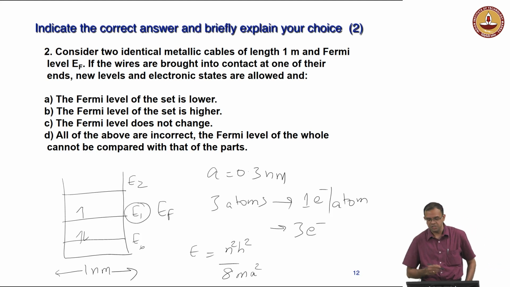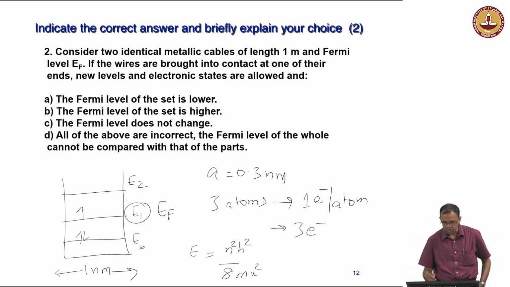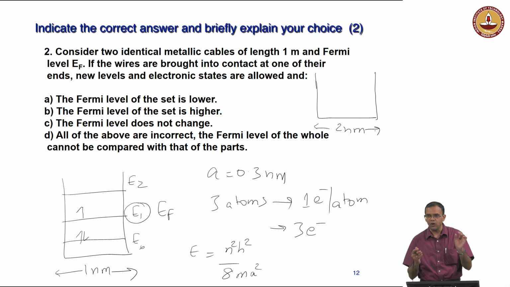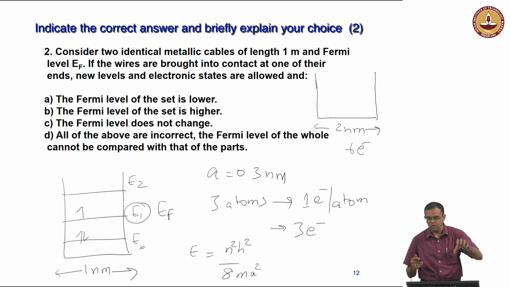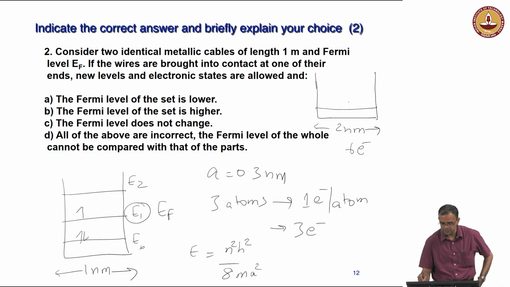So that's my definition. Now I have a box that's 2 nanometers wide, because I have now joined two 1 nanometer boxes, but this has now 6 electrons, right? 3 from each box. So again I have E1, E2, E3.